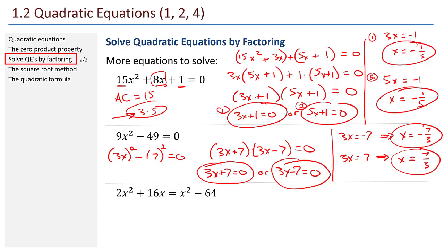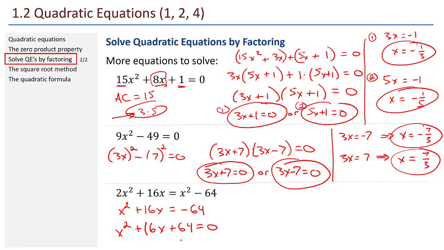Let's solve this. Before I do anything else, the first thing I should do is move everything over to one side of the equals sign. Then I can factor. So let's subtract x squared from both sides, and the 2x squared minus x squared is just simply x squared plus 16x equals negative 64, and then I will add 64 to both sides. X squared plus 16x plus 64 equals 0.